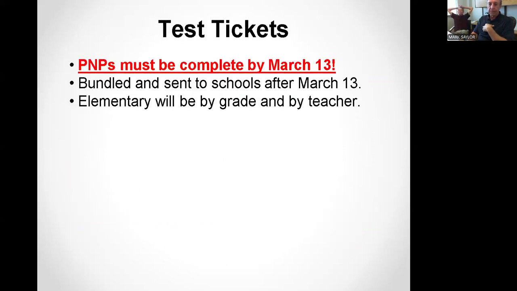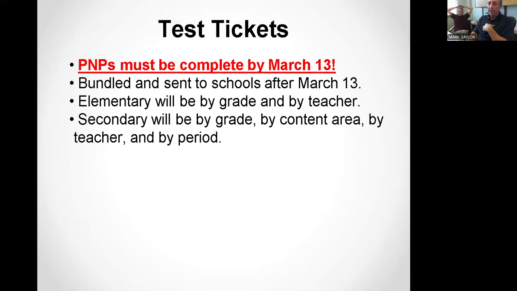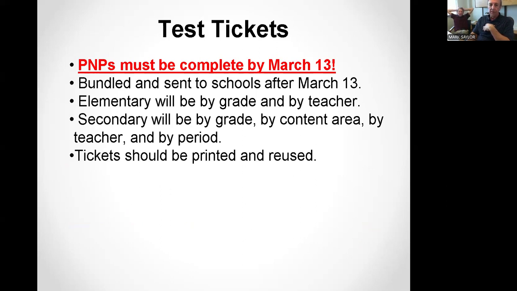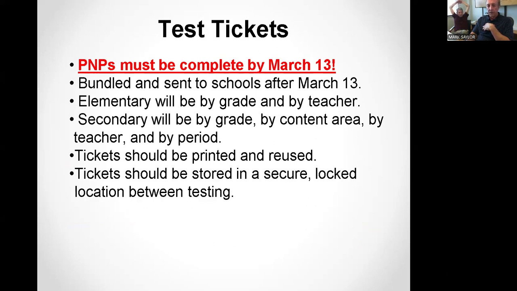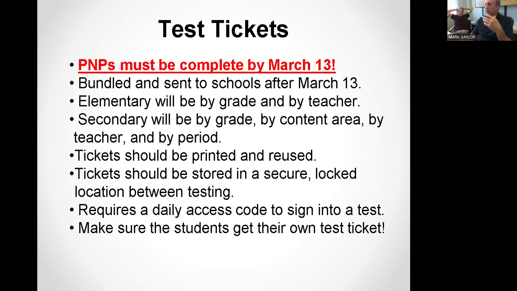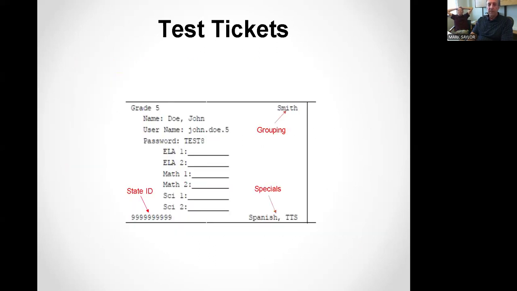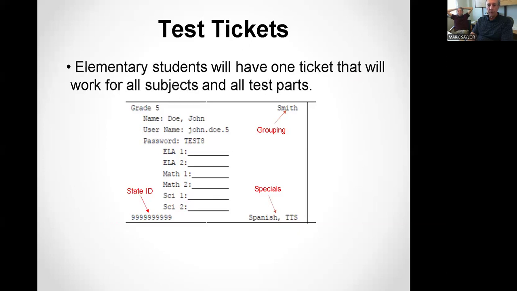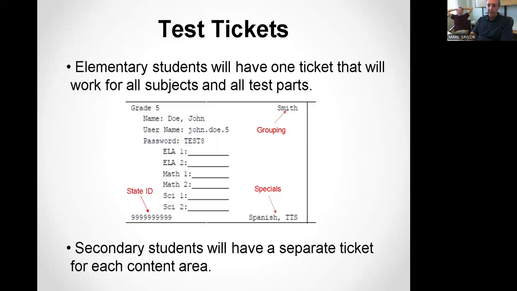Test tickets. In order to put these together, you're going to have to get the PNPs done by the 13th of March. After that point, I will pull the reports and start putting together your test tickets and send them out in bundles. So that's the week of spring break. Nothing's going on. I'll get you taken care of. Don't worry about it. And this is what an elementary test ticket will look like. Secondary, there'll be a separate ticket for each content area, and so you'll have a few more tickets.